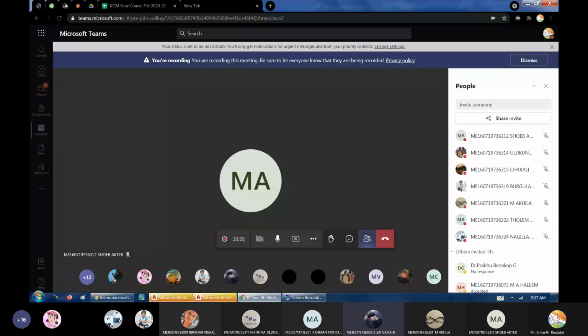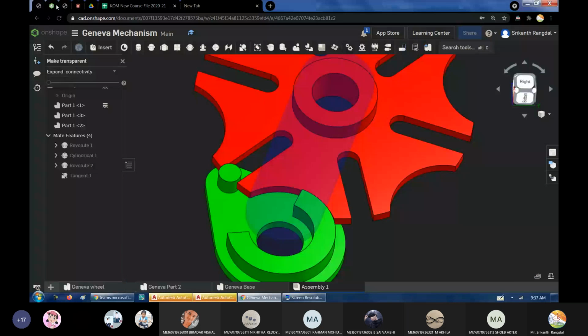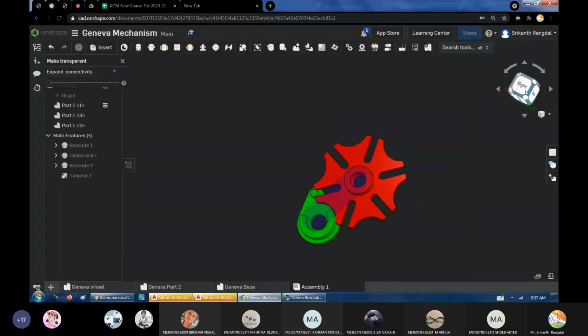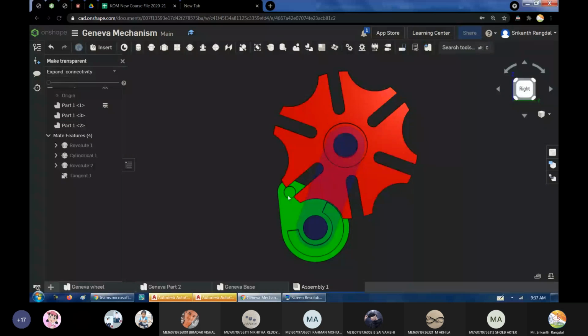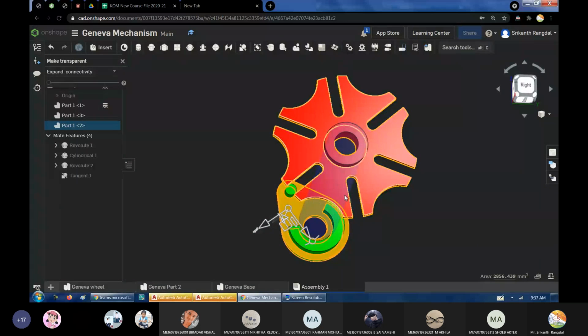So you can see here, this is the Geneva mechanism. The red part is coupled with a rotating table with different assembly stages. And this here will be coupled to a motor which rotates at constant speed.